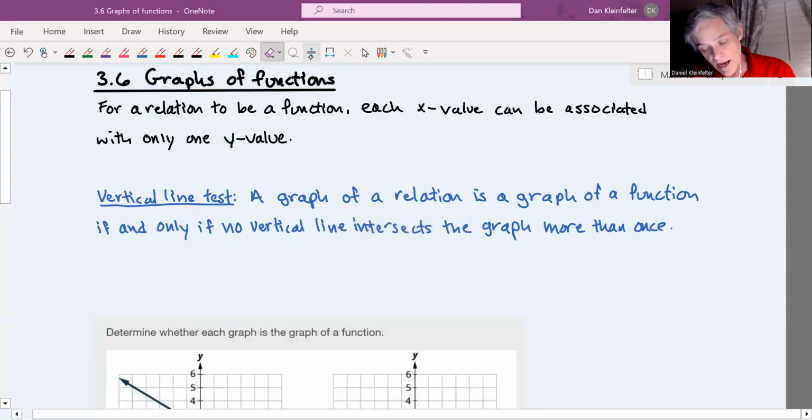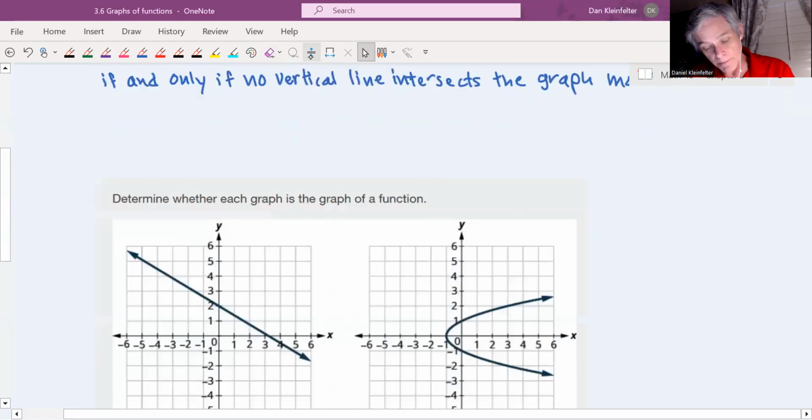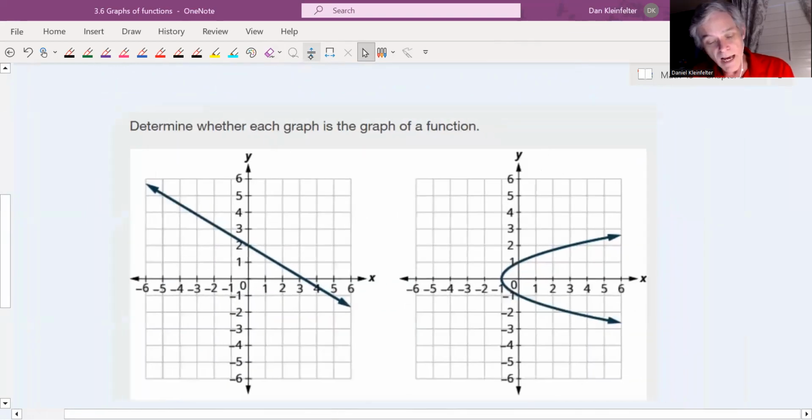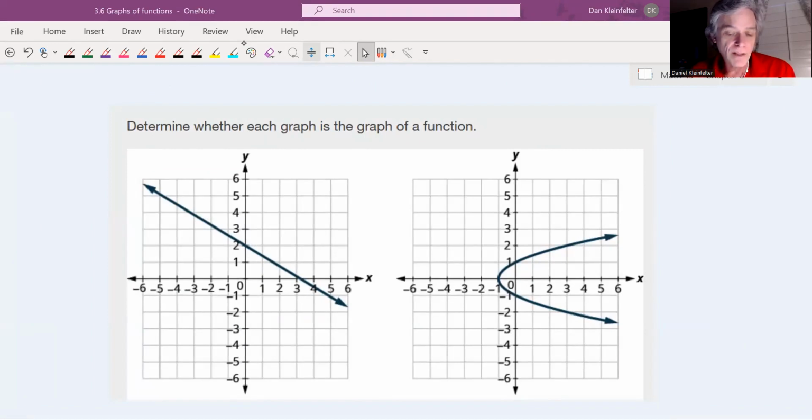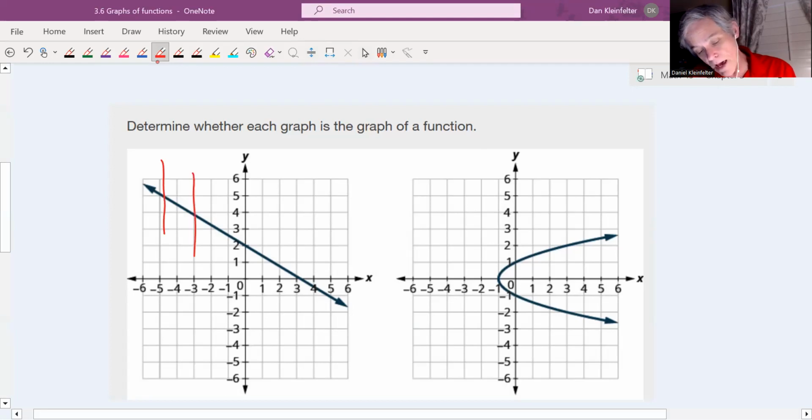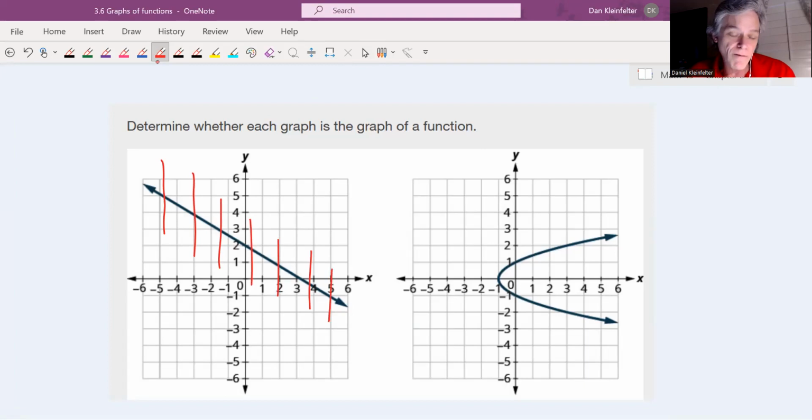So easiest to see how that works with an example would be to decide whether each of these is a graph of a function. Looking at the graph on the left, we want to know, is it true that no matter where you were to draw a vertical line through the graph of that relation, would it intersect only once? And it looks like no matter where you would draw that vertical line through the graph, it would cross only one time.